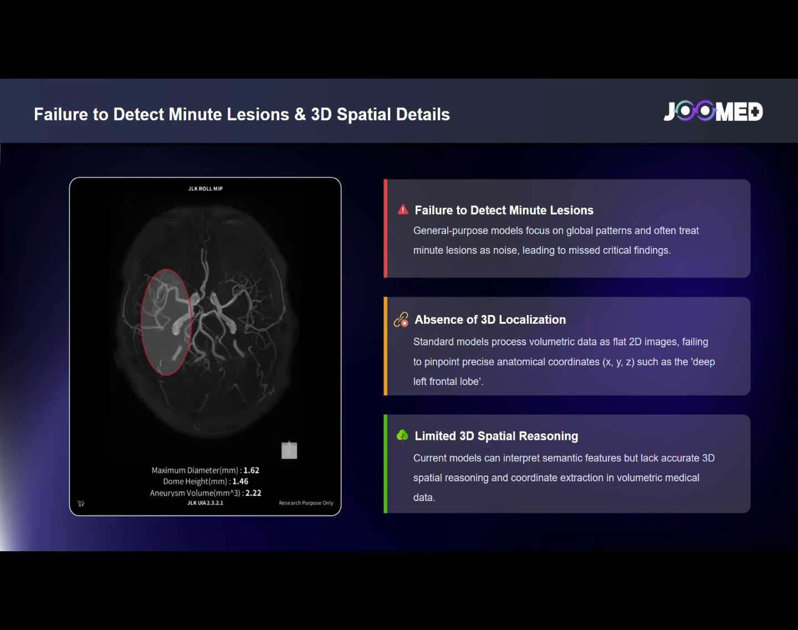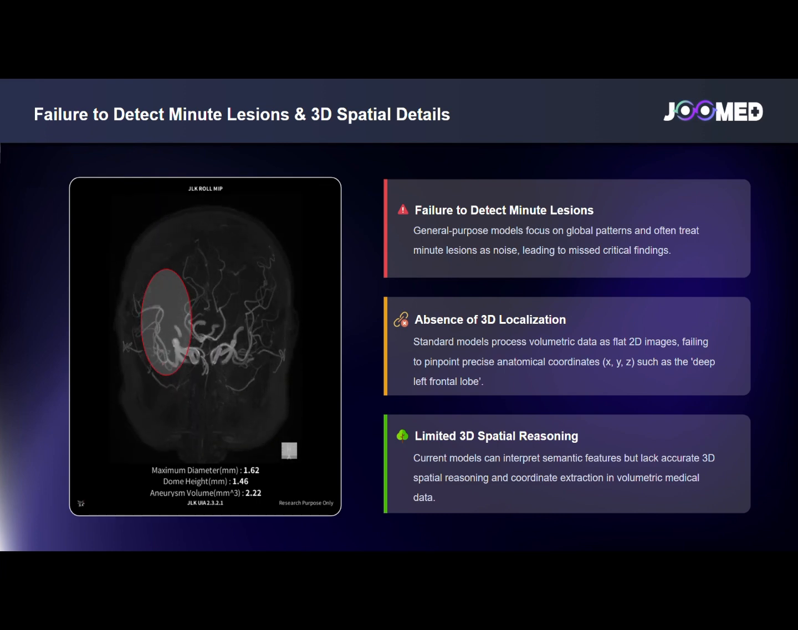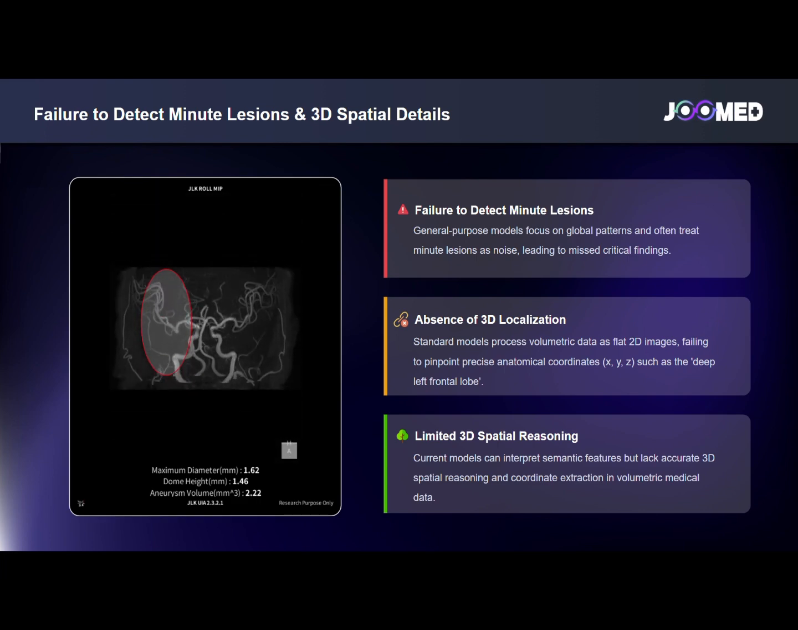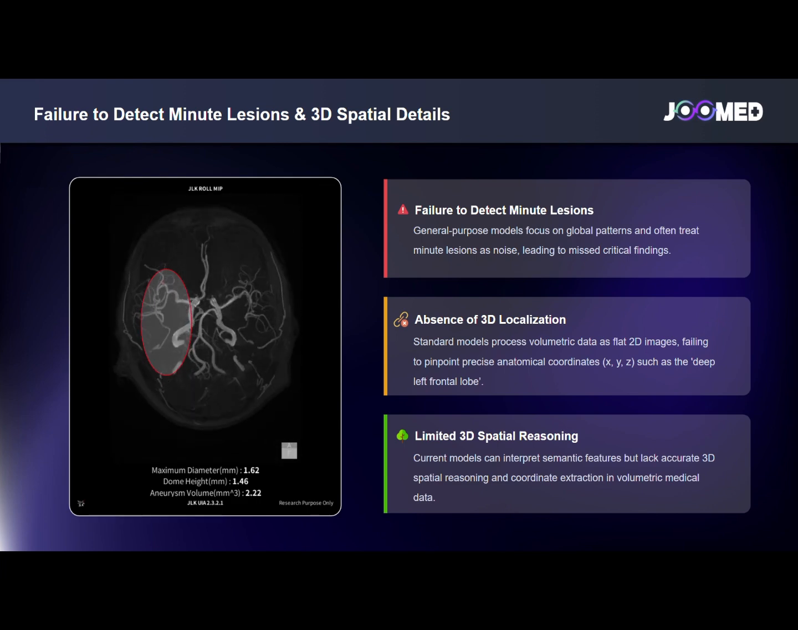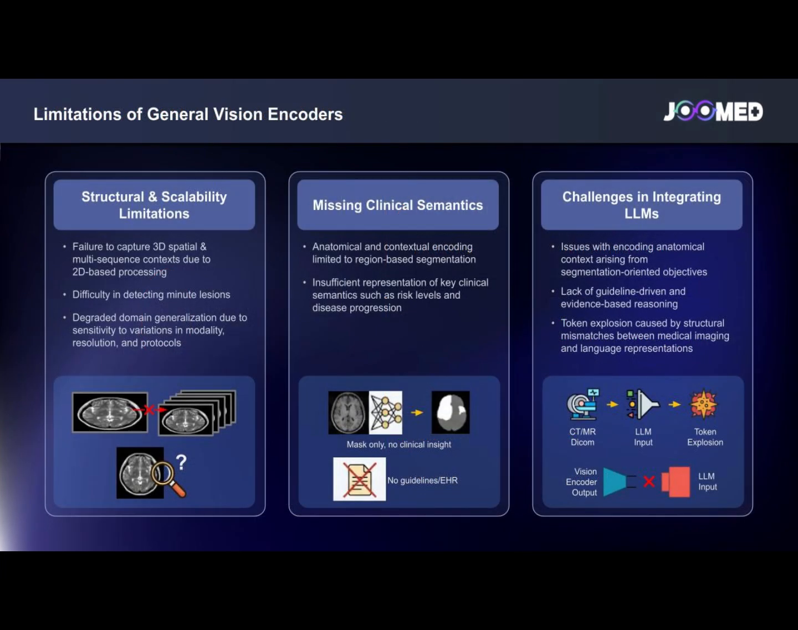As shown in the figure above, the key challenges when applying general-purpose LLMs to medical imaging analysis include difficulty recognizing microlesions, limitations in 3D spatial coordinate extraction, and insufficient spatial perception capabilities. Now, let me discuss the limitations of medical imaging vision encoders. Conventional vision encoders are models optimized for analyzing pixel or voxel patterns to segment or classify lesions. However, they face limitations such as structural and scalability limitations, missing clinical semantics, and challenges in integrating LLMs.